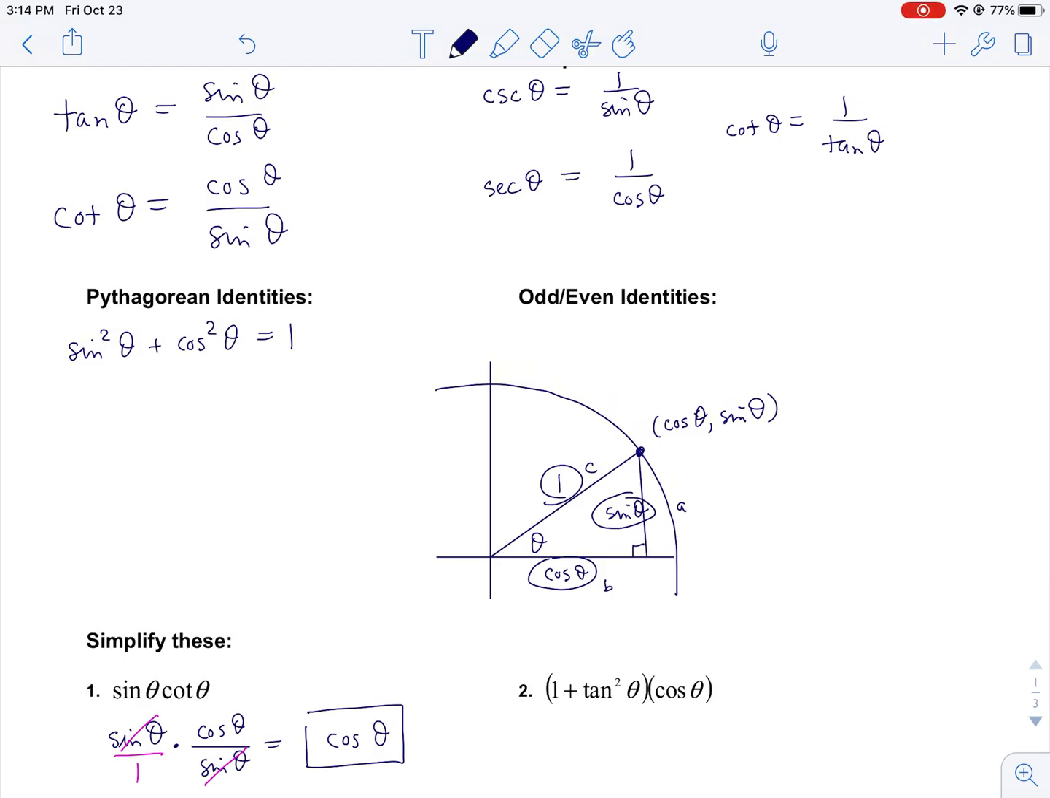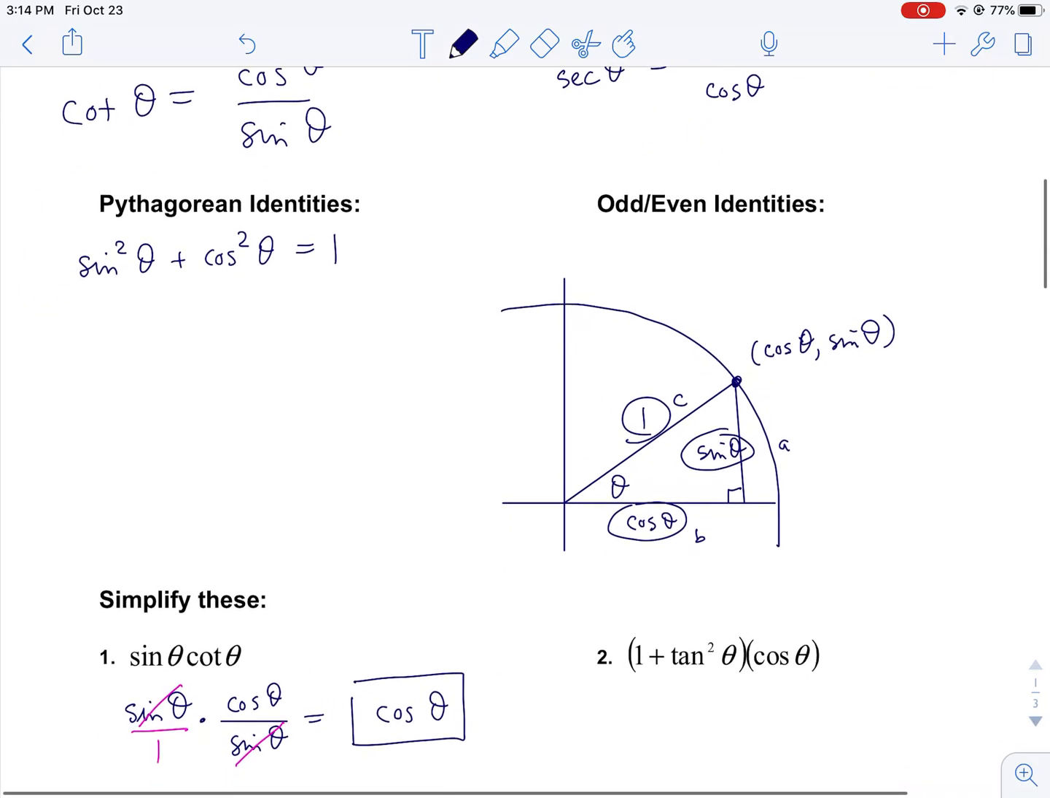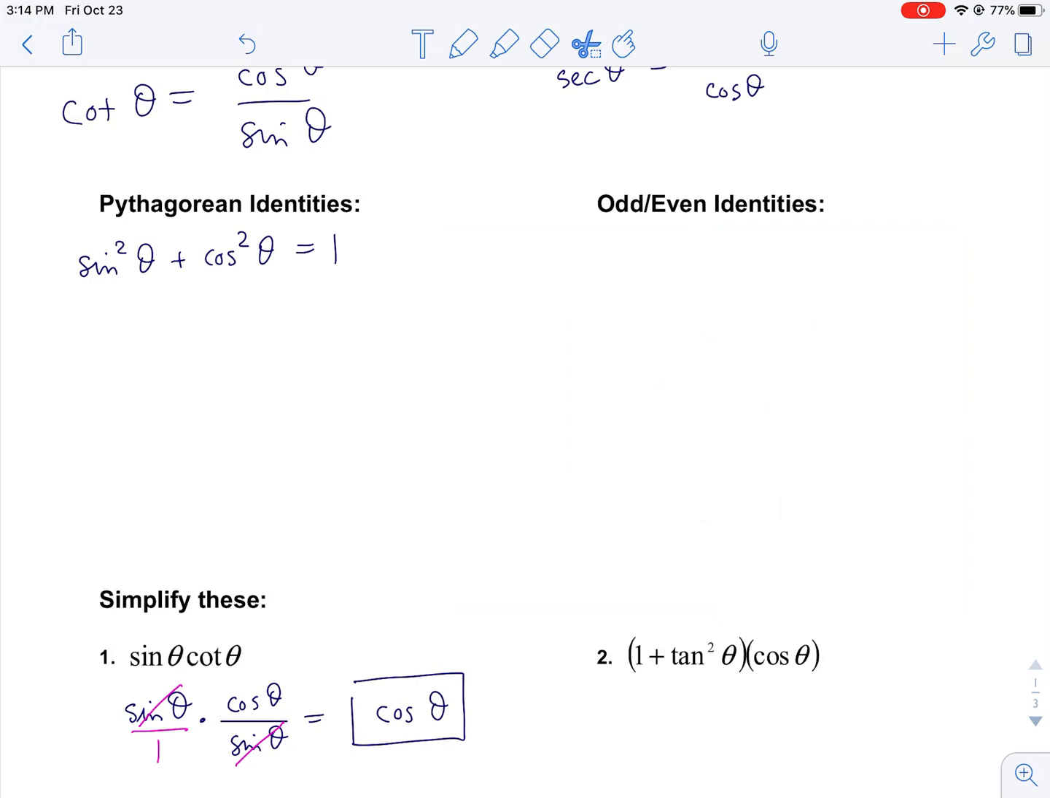Okay, we're on to our second video here about these fundamental identities. We just finished proving the main Pythagorean identity that sine squared plus cosine squared equals 1. We'll show you in a minute how we use this. Okay, so there's actually two spin-off identities.